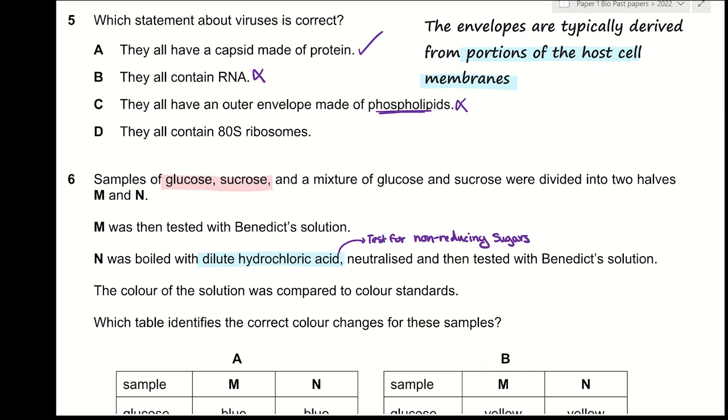For D, they all contain 70S ribosomes. Viruses never ever have ribosomes, because they cannot synthesize their own proteins. And that's why in the first place, they have to infect host cells to be able to replicate. Therefore, this is incorrect and the correct answer is going to be A.